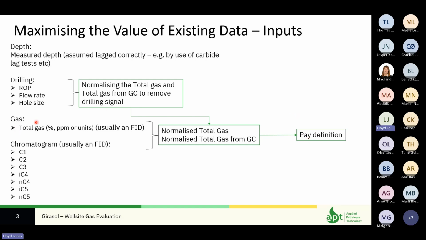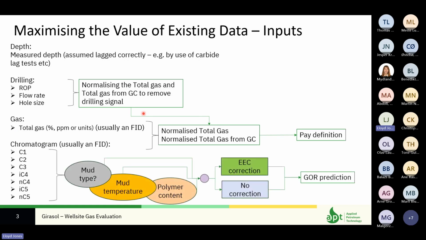So we use the total gas data to identify zones of high hydrocarbon saturation. But then we can use the C1 to C5 data to try and assess the type of the hydrocarbon phase of those zones of increased hydrocarbon saturation. The issue with the C1 to C5 data is it's very sensitive to the mud type. So are you an oil-based mud or a water-based mud? And I hope I'm speaking to a lot of geochemists who will agree that an oil-based mud is their worst nightmare. And it's the same with well site gas data. It's also very tricky and hard to get around.